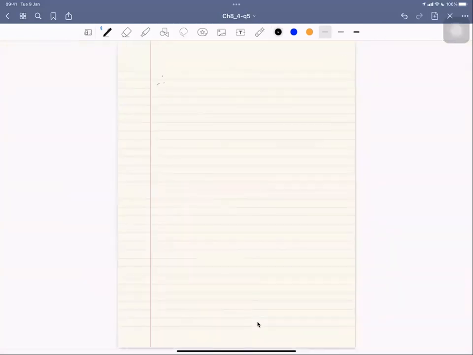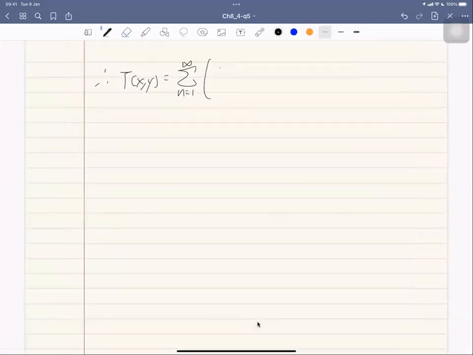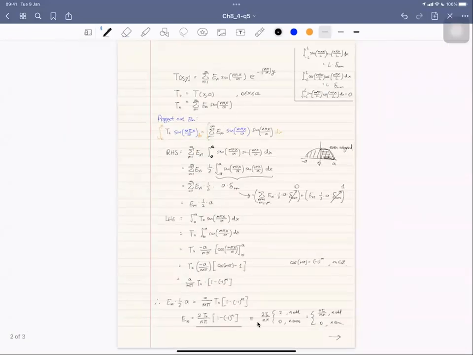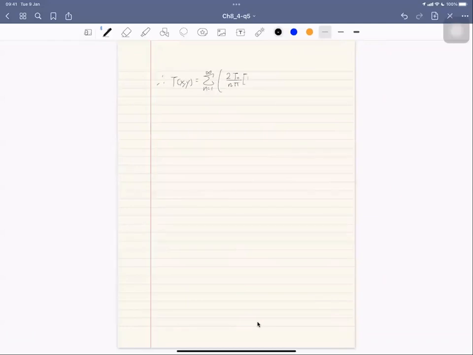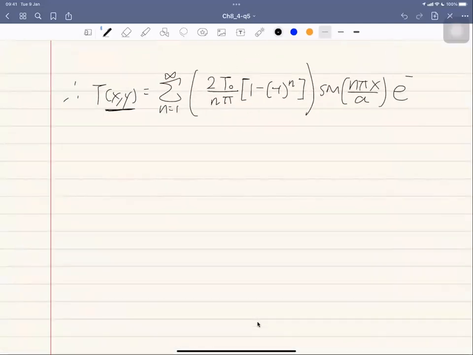We just need to piece everything back together. So therefore T of x,y is the sum n from 1 to infinity. What's this big E_n? Well, it's 2 T naught over n pi, remember, and then multiply this piece of 1 minus (-1) to the power of n times sine of n pi over a times x, and then e to the minus, because now we are putting the full solution over here, n pi over a y. Okay, and that's the full solution.